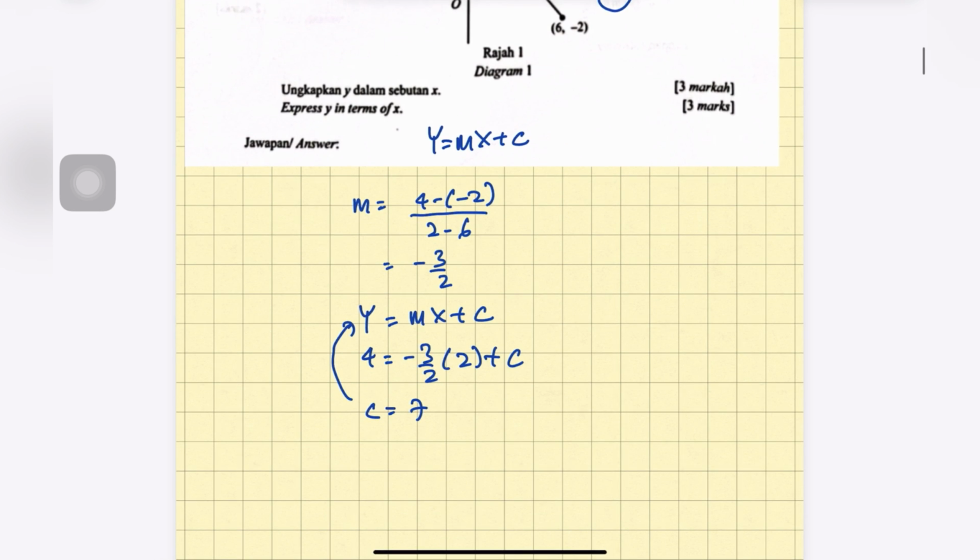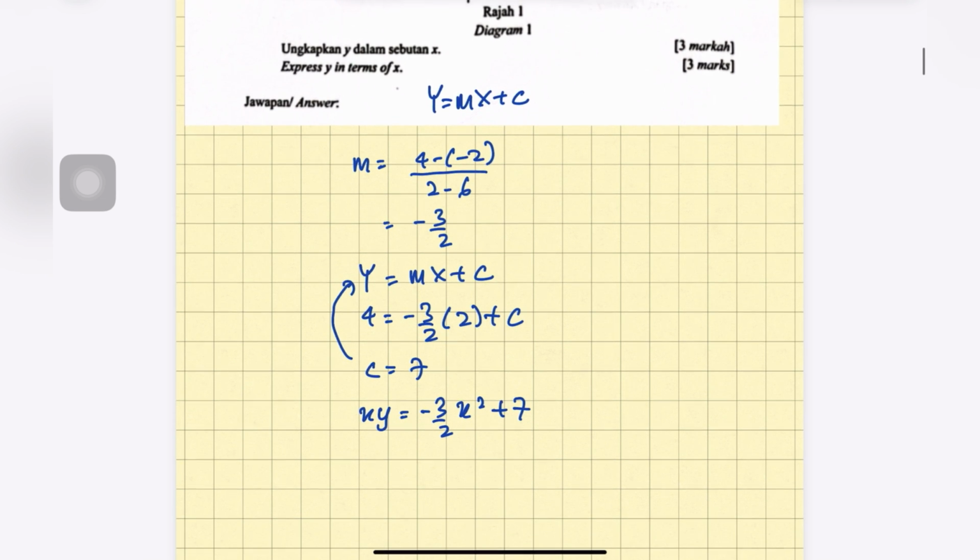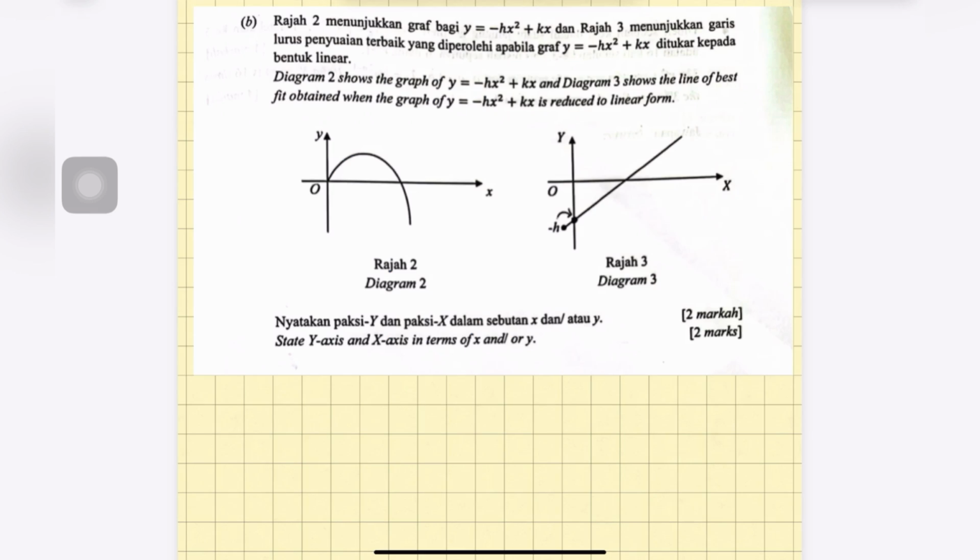So we substitute xy equals negative 3 over 2, x is x squared plus 7. Okay, so it wants y, express y in terms of x. So make y the subject, so all divided by x. So we have y equals negative 3 over 2x plus 7 over x.